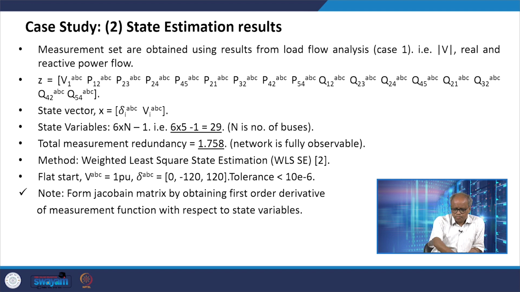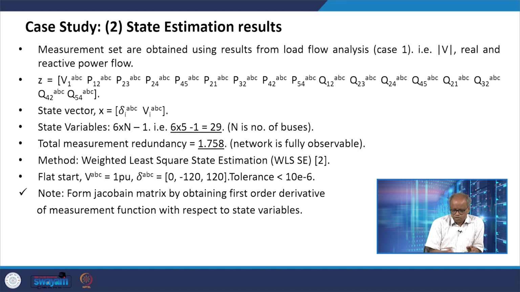And total number of measurements is basically this much. So the total measurement redundancy is 1.758. What is meant by total measurement redundancy? Redundancy is the number of measurements divided by the number of states. If I count the number of measurements here, please note each of them denotes 3 measurements, and then divide it by 29, I should get this value 1.758.